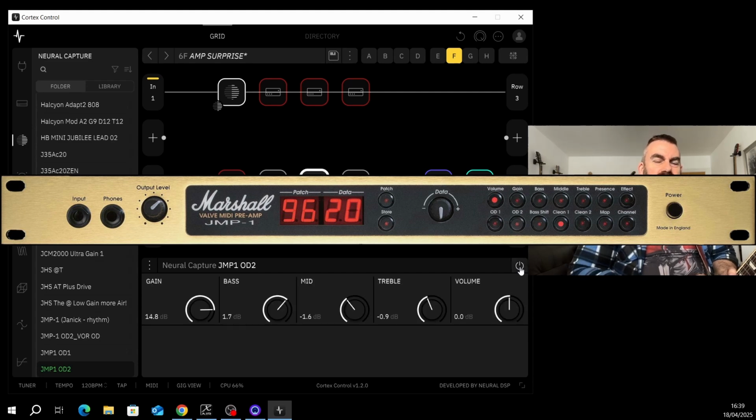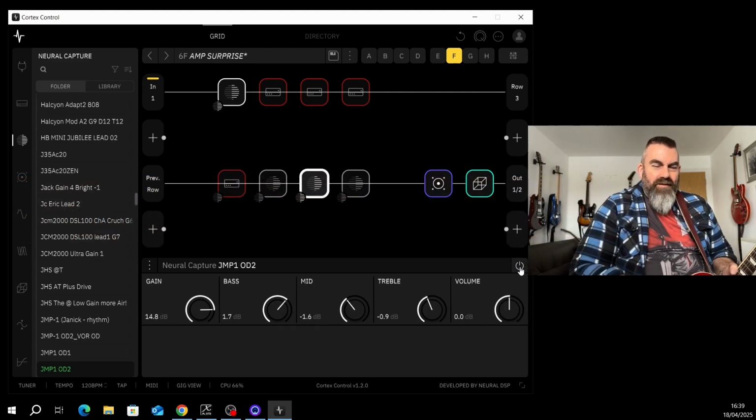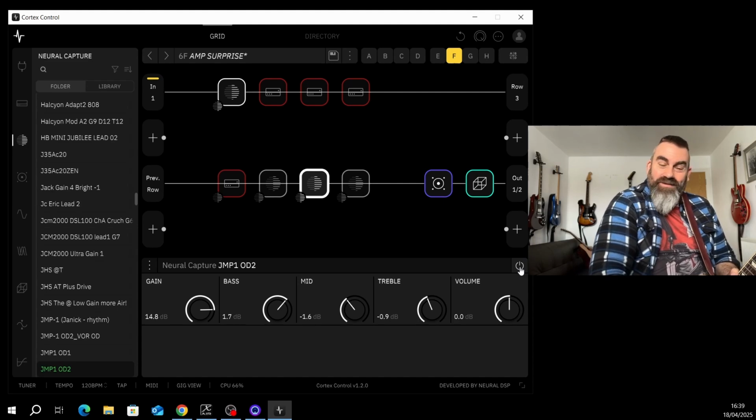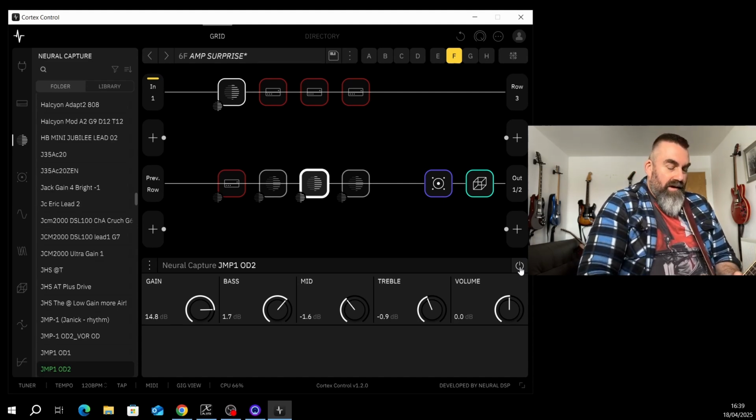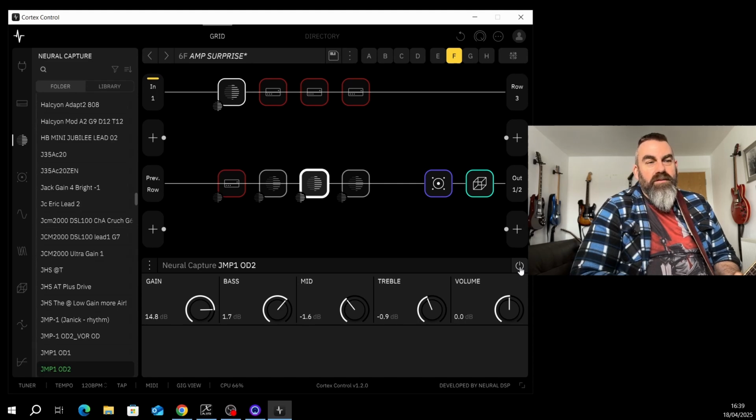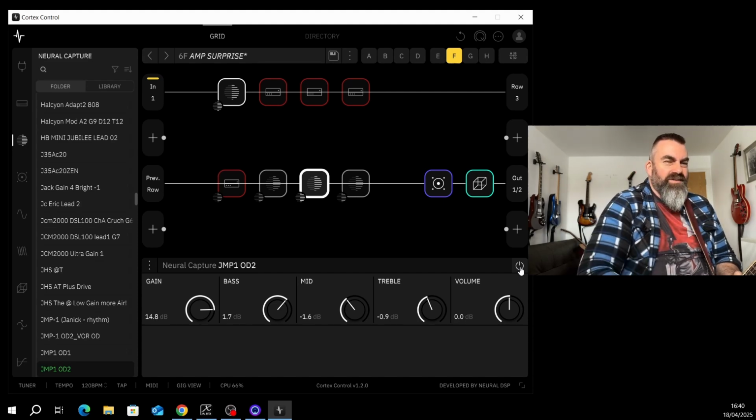So this was a solid state. It's absolutely bonkers, isn't it? A solid state preamp that was often paired with the Marshall 8008 valve state power amp. But it sounds like this.